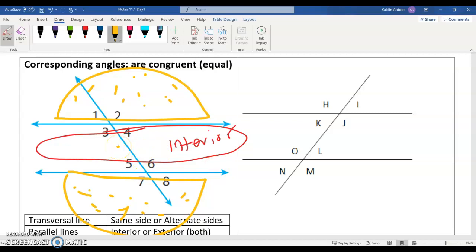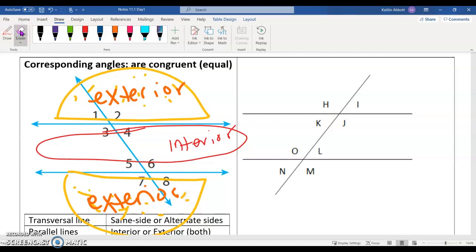So exterior, let me change it. Exterior. So exterior, outside, interior, and there's 2 exteriors. We got top and bottom. I put S, whoops, exterior. So interior, exterior, and interior is on the inside.